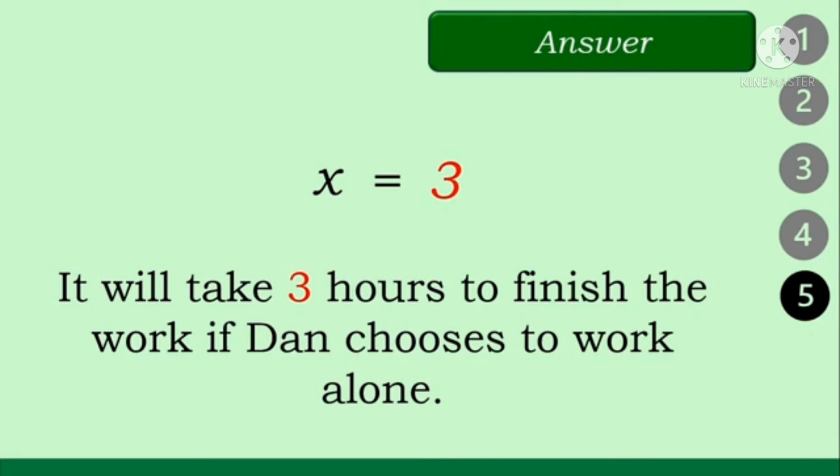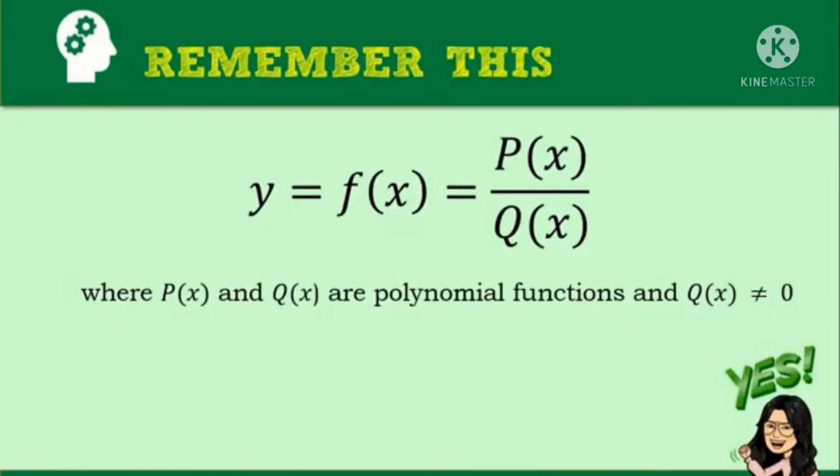That's for problem number 2. Do we have the same answer? If yes, then great job. Well, if no, that's not a problem. You can always go back to our steps and review your solutions until you've mastered the topic. Just take your time. And finally, remember this. This is the form of a rational function. It can be written as y or f of x is equal to the ratio of p of x and q of x. And take note, your p of x and your q of x here are both polynomial functions where your q of x is not equal to 0.